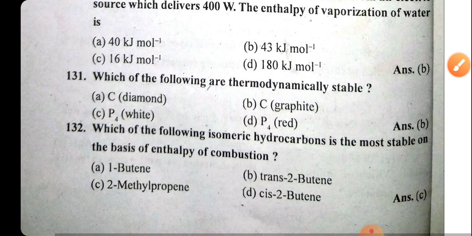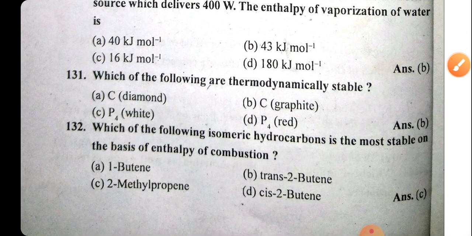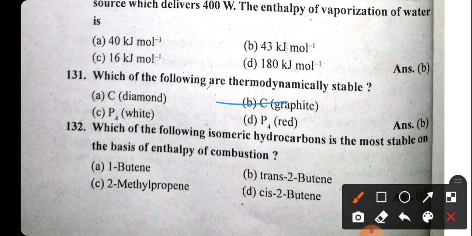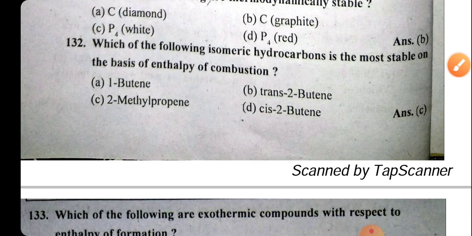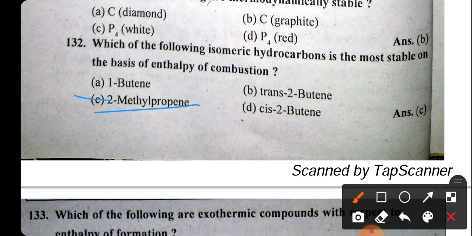Now the next question is, which of the following are thermodynamically stable? Thermodynamically stable is graphite, that is the form of carbon. Now the next question is, which of the following isomeric hydrocarbons is the most stable on the basis of enthalpy of combustion? Option number C is the right answer, that is 2-methyl propene.